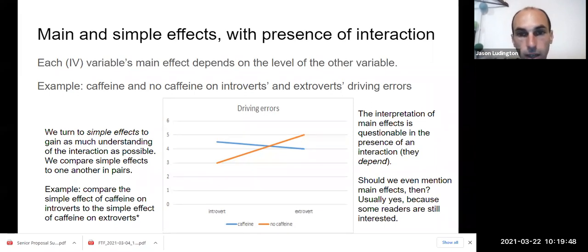Main effects are found by averaging simple effects and comparing simple effects to each other. So here's a simple effect on the left. Here's a simple effect on the right. If you average them and compare, if there's a difference, then you have a main effect. All right, there's easier ways to detect a main effect, but that's one way.